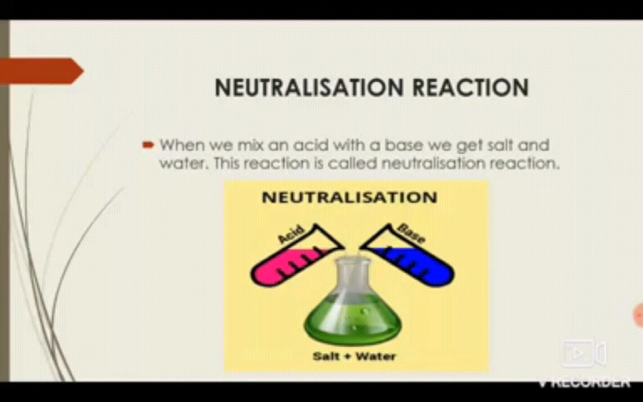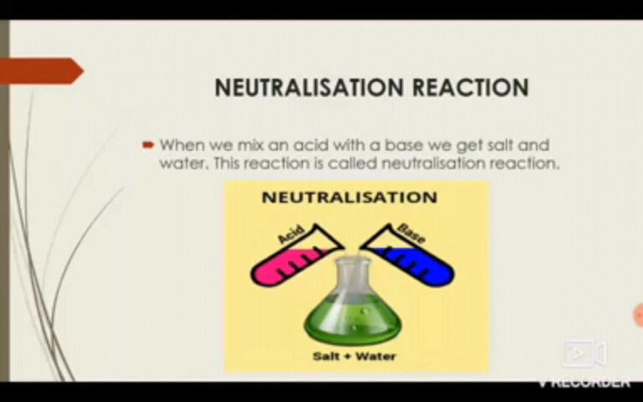You can see a test tube with acid and a test tube with base. What happens if I pour them both in a flask? What I get is salt and water. And this chemical reaction is called a neutralization reaction. So what is a neutralization reaction? When we mix an acid with a base, we get salt plus water. This is a neutralization reaction.